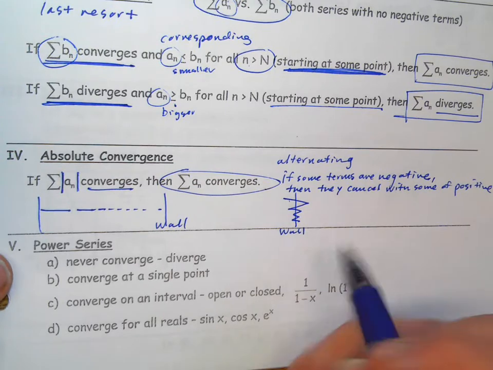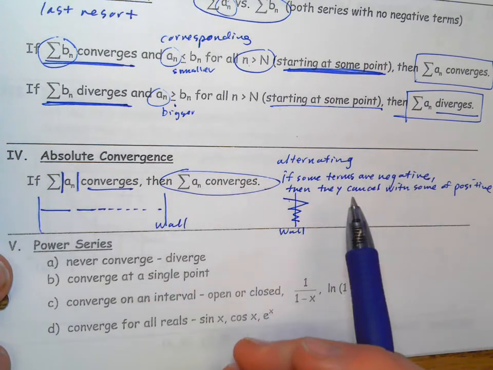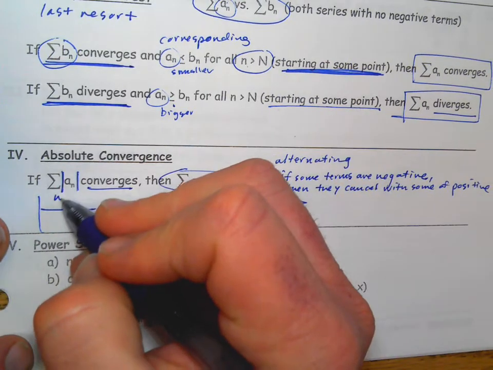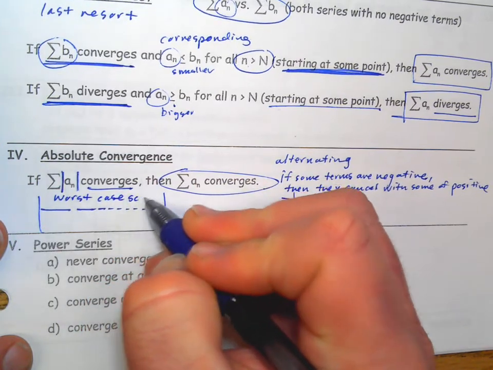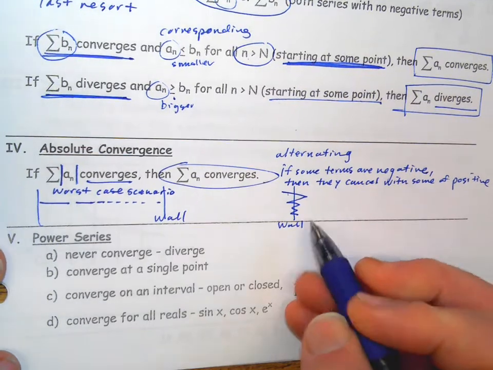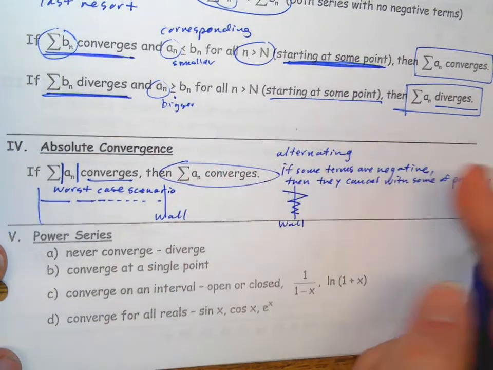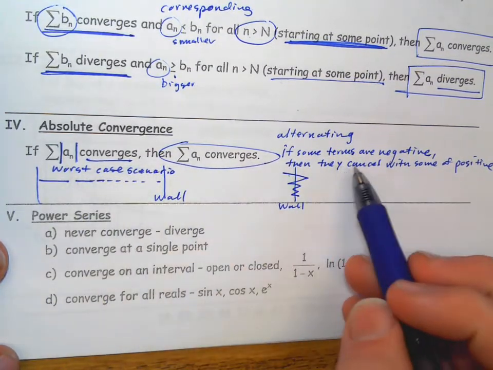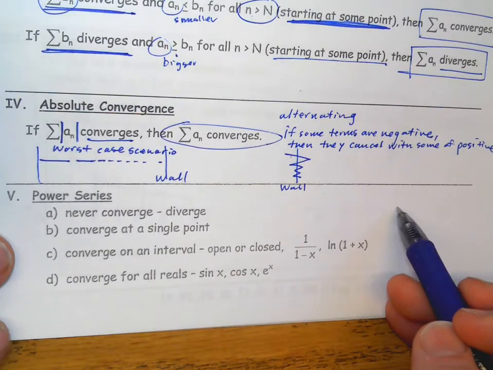Sometimes we do that because some of the tests I'm going to teach you how to use require all the terms to be positive. So this is like the worst case scenario, right? If they're all positive, then they're going to add up and more likely blow up. If some are positive and some are negative, they kind of cancel each other out and they actually converge faster. So now we can apply this idea to other series that aren't exactly alternating but have positive and negative terms.